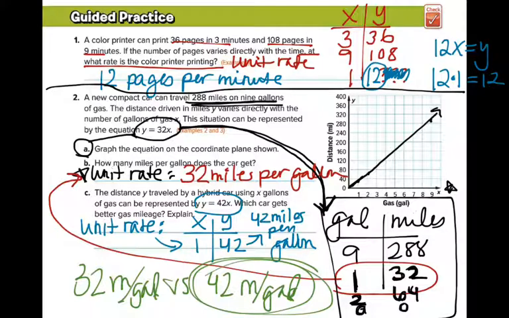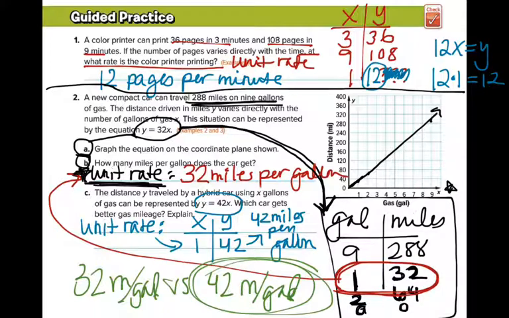And I plotted my points as best I could, and it creates a straight line. B. How many miles per gallon does the car get? Okay, so all they're asking is they're asking you for a unit rate. And anytime you have the unit rate, the x value will be a 1. So it's how many miles does this car get for 1 gallon of gas? Okay, and I actually had that in my table. You'll see it circled in red. So this was my unit rate.